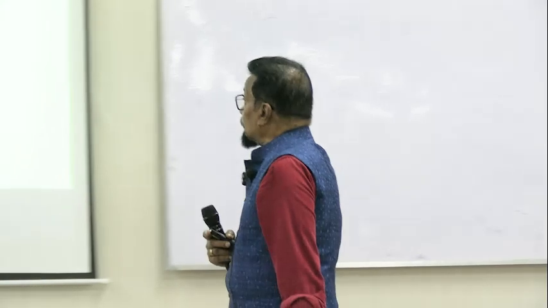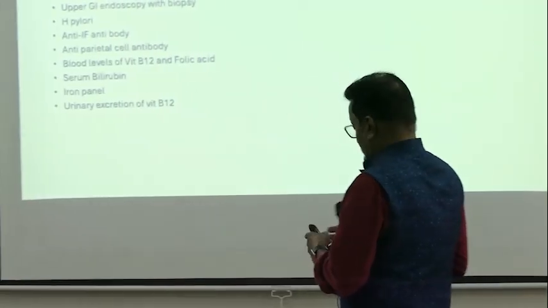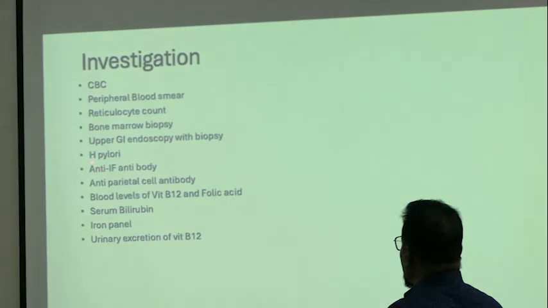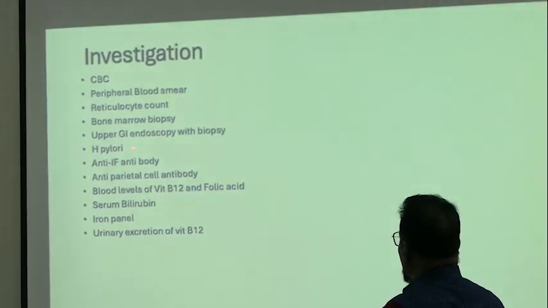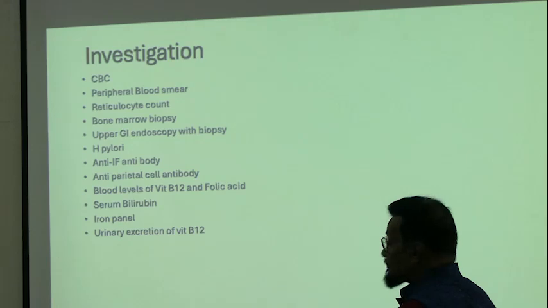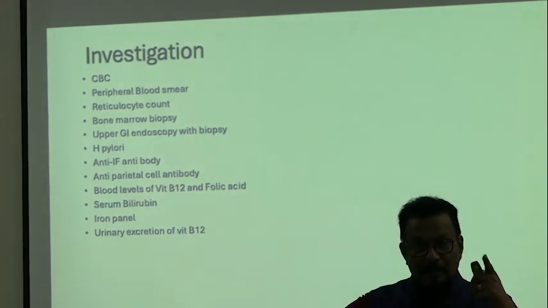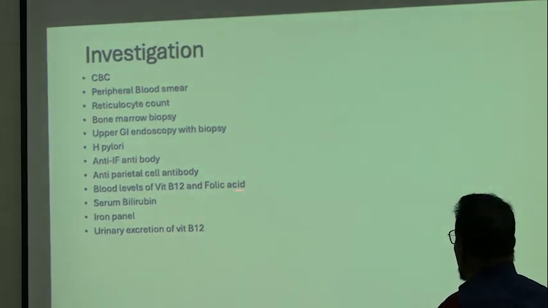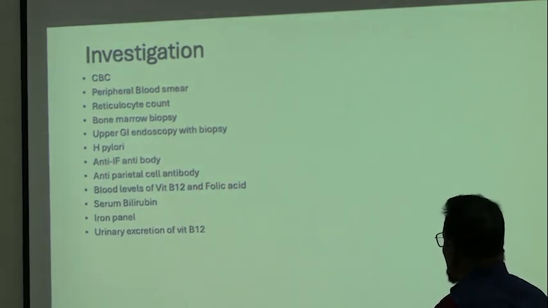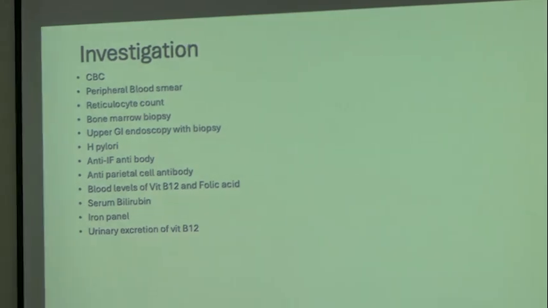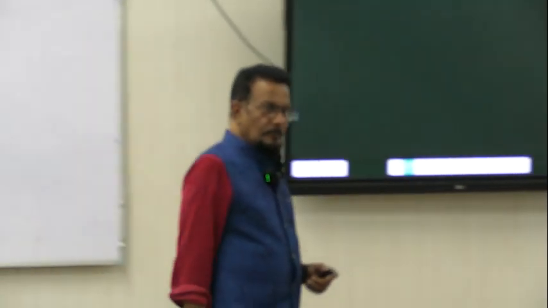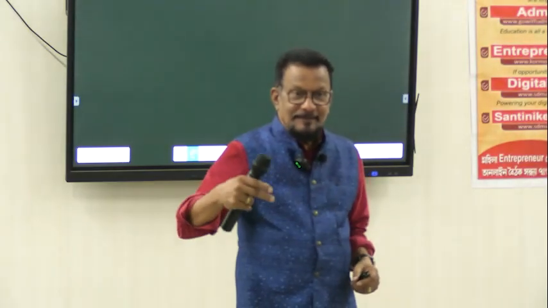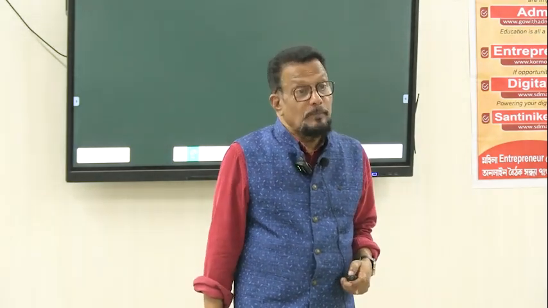Okay? So this is anti-intrinsic factor antibody. H. pylori I got negative. Upper GI endoscopy, what was the result? Hyperatrophy of the gastric mucosa. H. pylori is negative. Blood levels, folic acid normal. Serum bilirubin: his urine is yellowish. His urine is yellow. That means there is more urobilinogen.